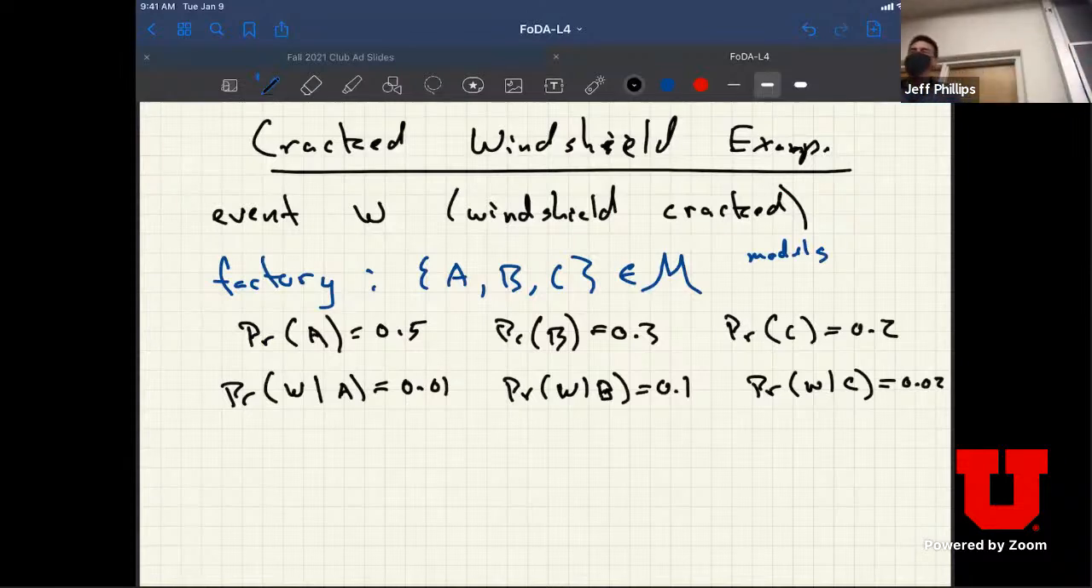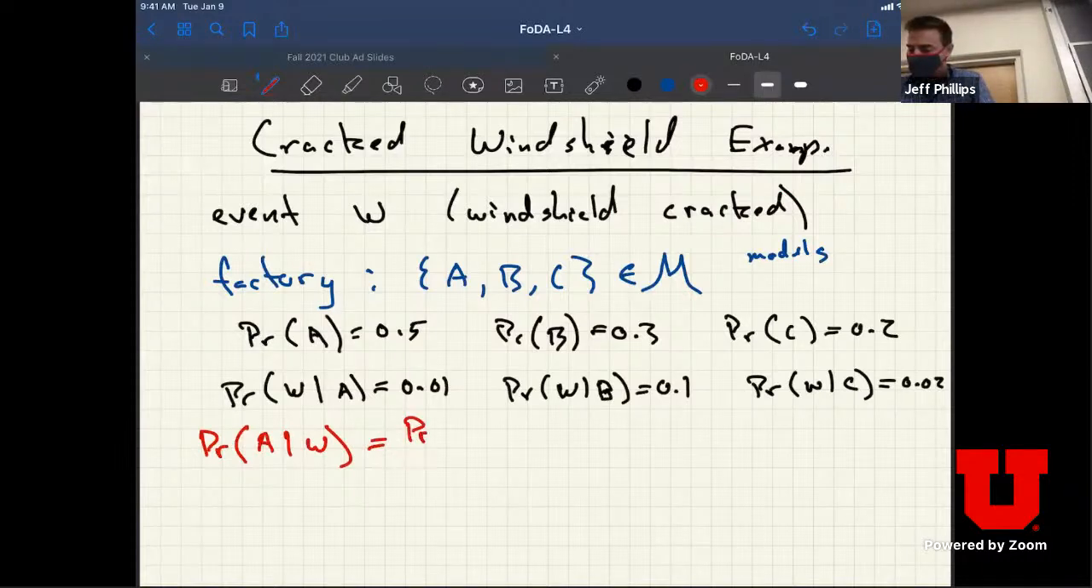Now I would like to know which factory was most likely the one that made my car, given that I know my windshield cracked. This is the only information I'm able to gather, so I'm trying to calculate this. Now I can put this all together. I can say the probability of A given the windshield crack, so the probability that my car came from factory A given that my windshield was cracked. This is what I'd like to calculate.